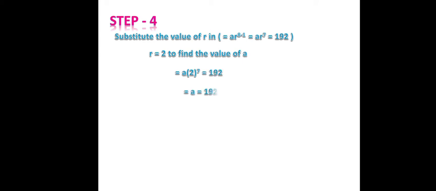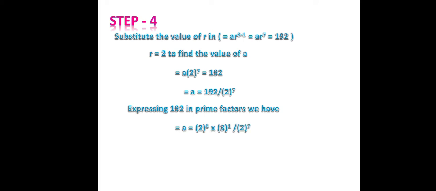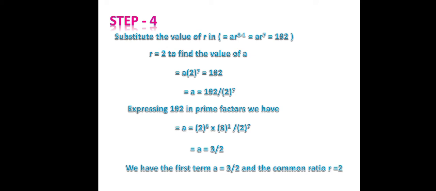So continuing with the fourth step, we have to substitute the value of r in the 8th term formula as a into 2 to the power of 7, which is equal to 192, which is again a equal to 192 by 2 to the power of 7. Expressing 192 in prime factors, we have a is equal to 2 to the power of 6 into 3 to the power of 1 by 2 to the power of 7, and by law of indices we have the value of a as 3 by 2. So the first term will be 3 by 2 and the common ratio will be 2 here.